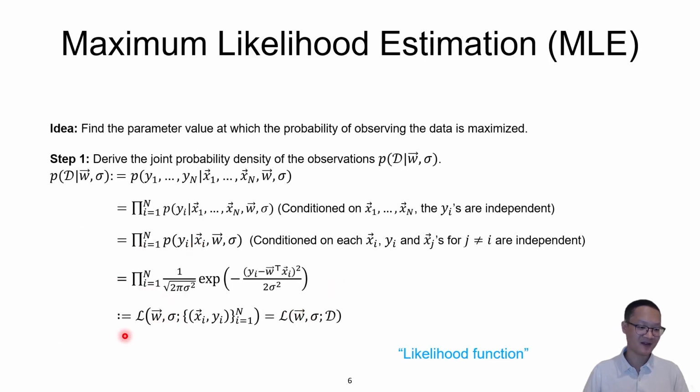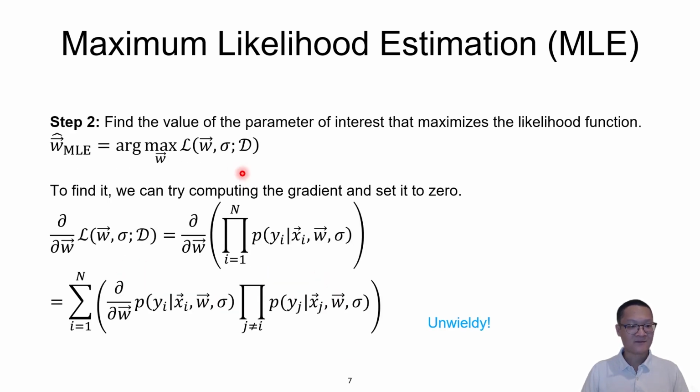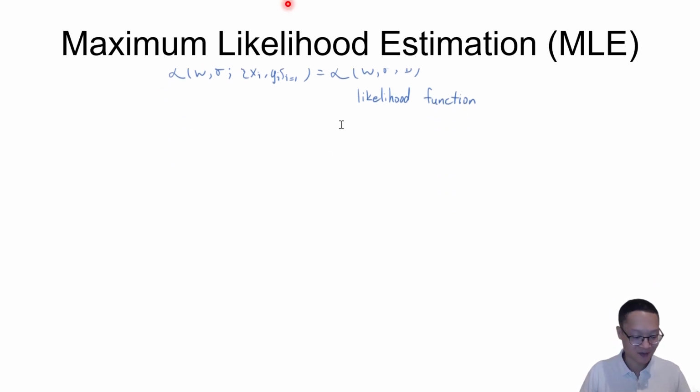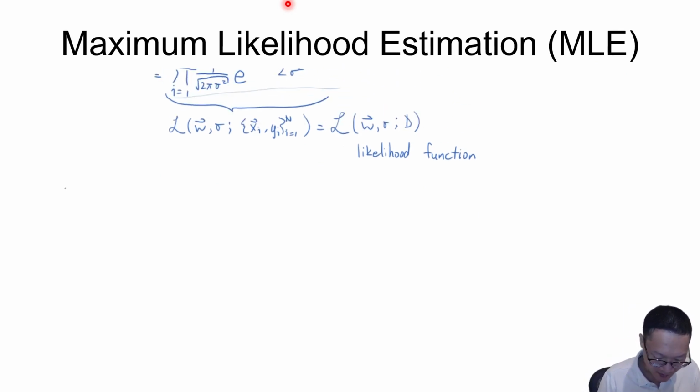Then we define the likelihood function, emphasizing that the unknowns are w and sigma. Depending on what w we pick, this quantity will be different, and we want to pick the w that maximizes the likelihood function. So how do you maximize some function? Previously we were minimizing, but maximizing is kind of the same thing. We still want to take the derivative and set it to zero.